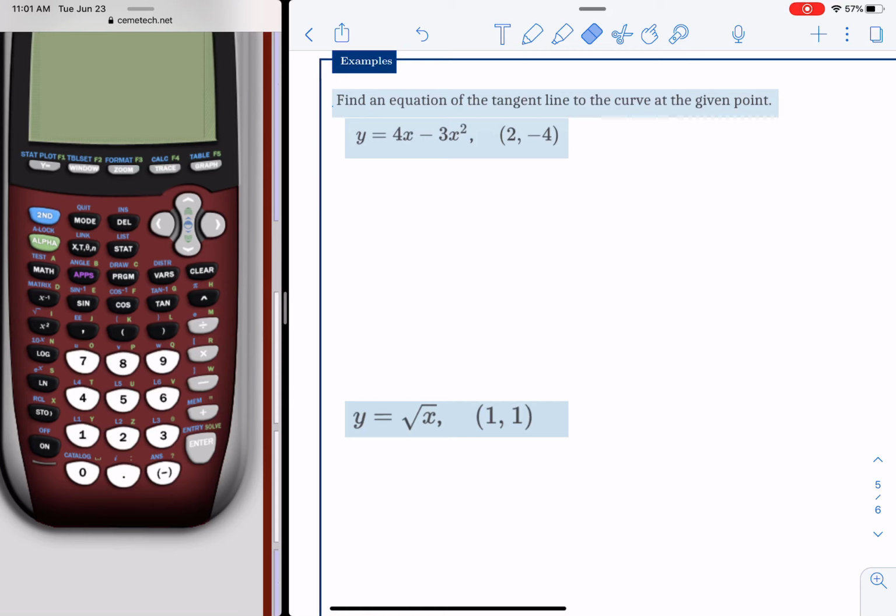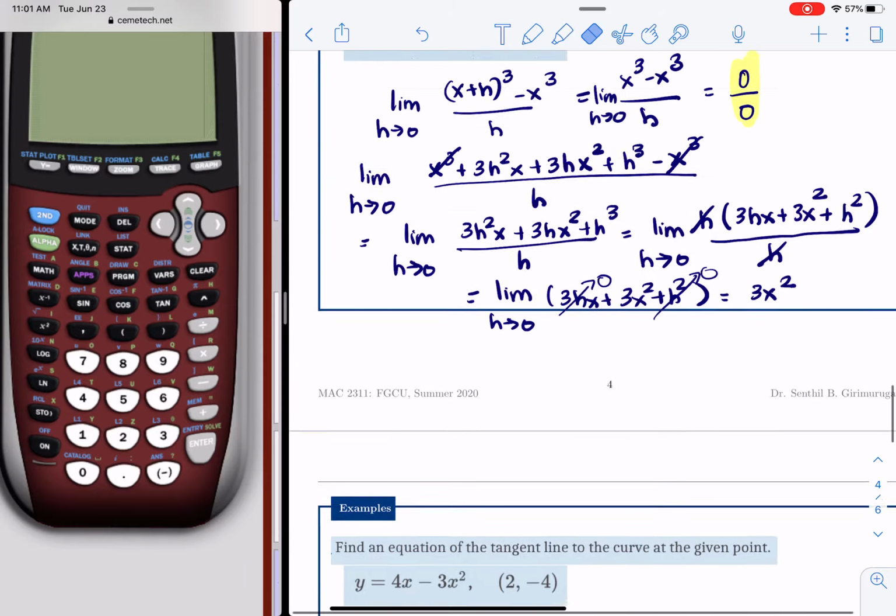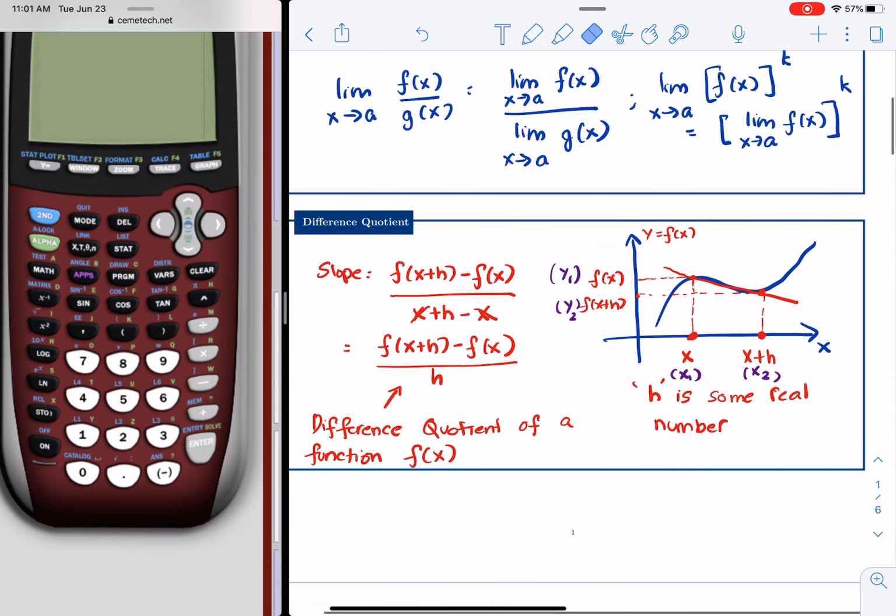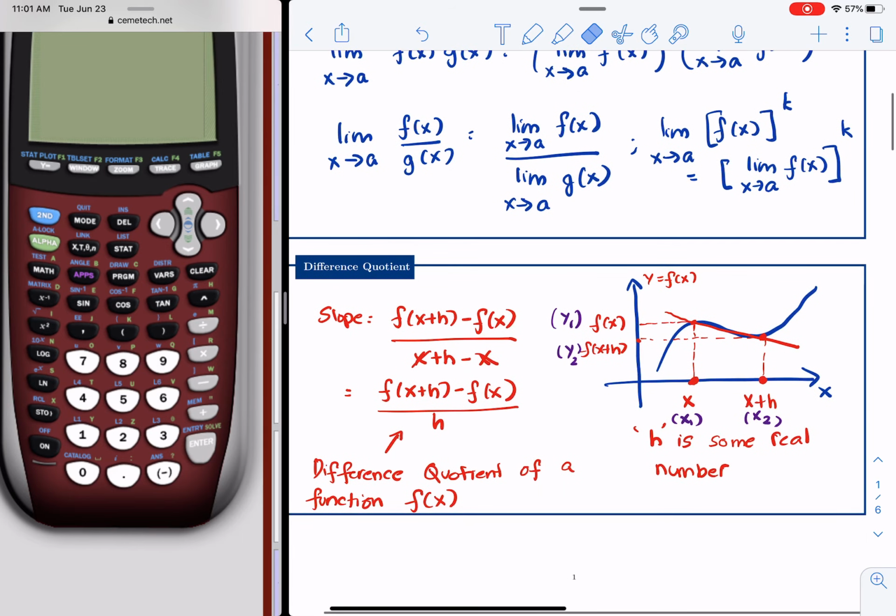So we can take that approach, but now that we have a difference quotient from earlier, so the formula for the difference quotient is right here, and we're going to make use of the difference quotient to find the slope of the tangent line. So how does this work?